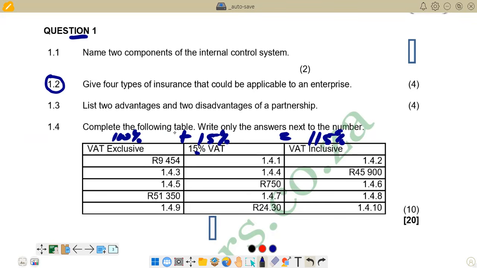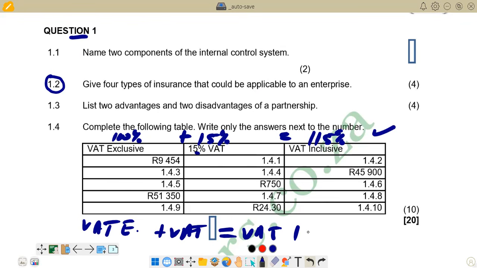So this is going to help us find these missing figures that we have there. And then we can also use the formula: VAT exclusive plus the VAT that we have gives you the VAT inclusive. So optionally we can use this formula, or we can use this formula to find this missing figure. So you see which one is appropriate to each and every one that we want to calculate.